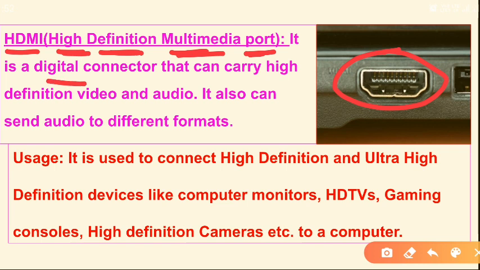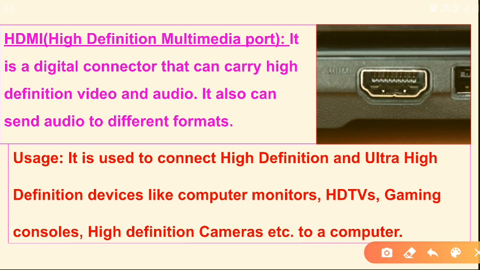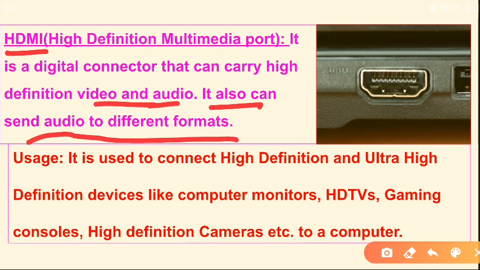Now, what is an HDMI port? An HDMI port is a digital port or digital connector that can carry high definition video, HD videos. What is the full form of HD? High definition. So it can carry high definition video and audio. Which ports can carry high definition video and audio? HDMI. VGA ports cannot carry HD video and audio. It can also send audio in different formats.